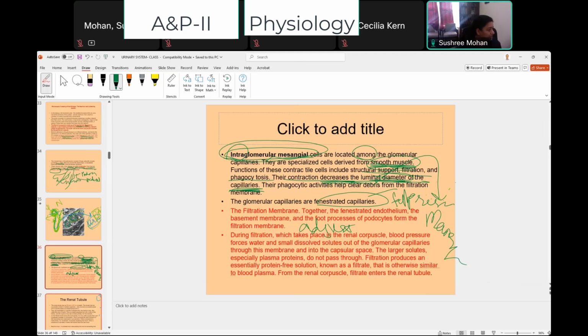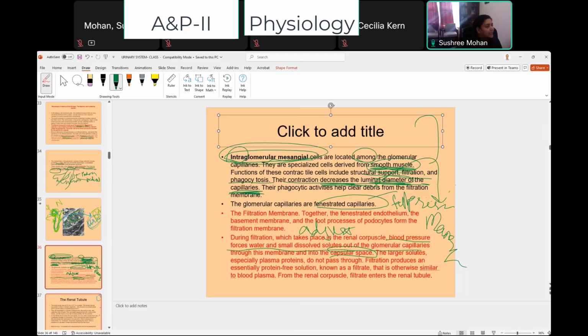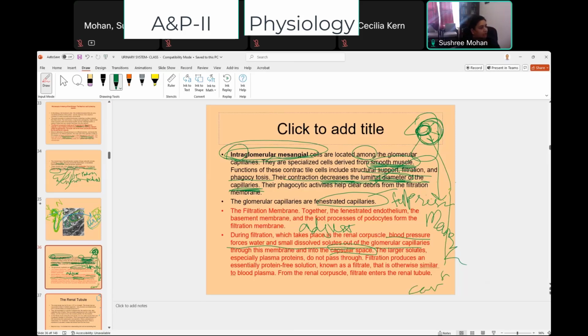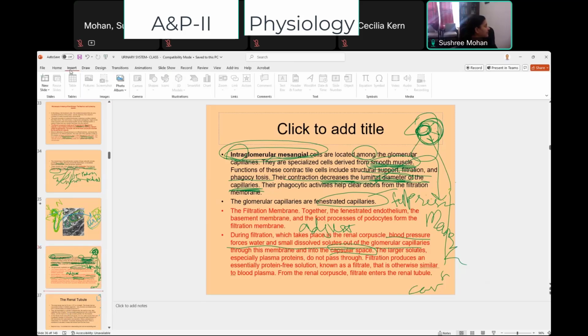During filtration, which takes place in the renal corpuscle, blood pressure forces the water and dissolved solids out of the capillaries through this membrane and into the capsular space. Where is the capsular space? I told you that in the kidney, if this is the glomerulus, each one has a capsule or the Bowman's capsule. The space between the glomerular capillaries and the outer capsule is called the capsular space. Okay, so basically what is happening, let me take a slide and show it to you so that you don't get confused.